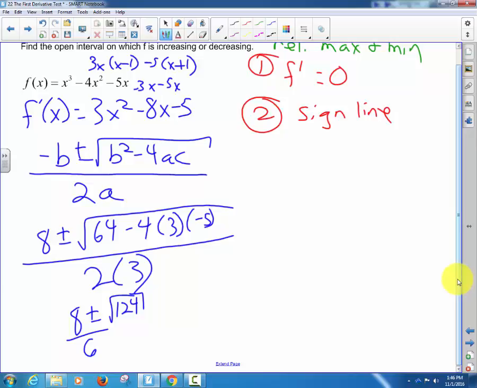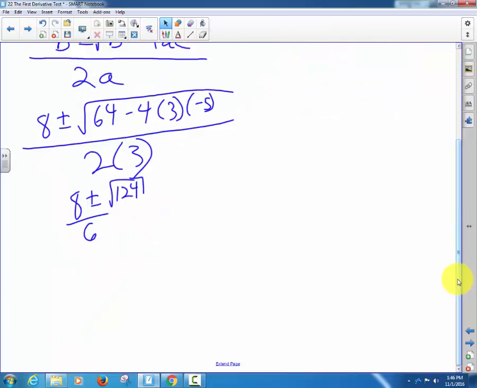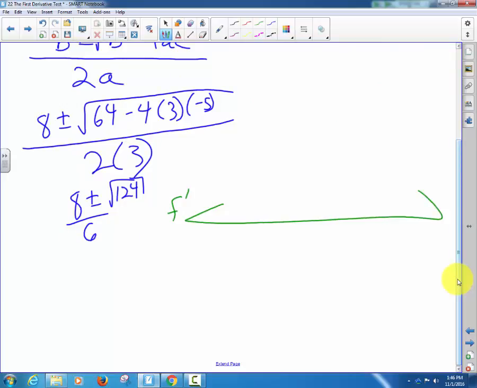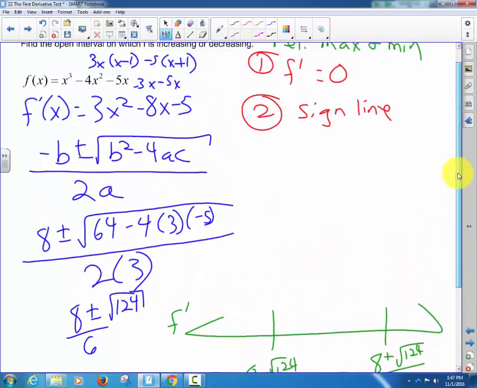Sign line. We draw a sign line. We label our sign line F prime. Notice I really don't care that you have marked a 0 point and measured these things off or anything like that, okay? All right? What are we going to use as our factors here?